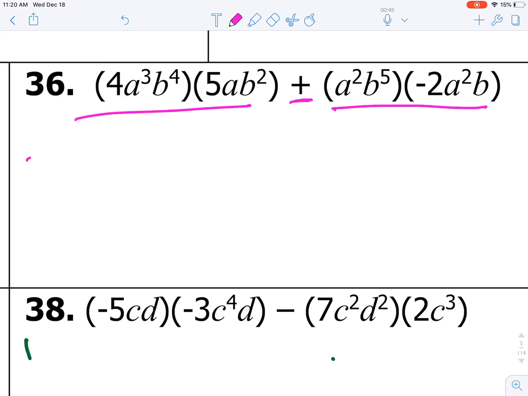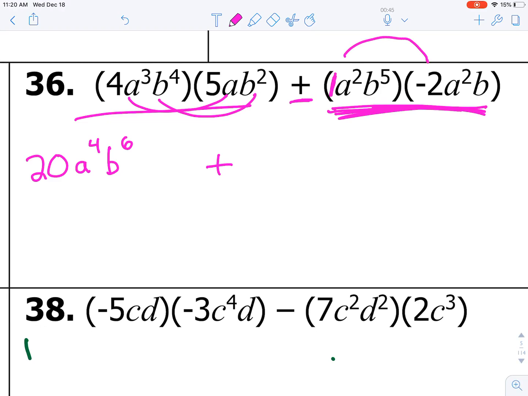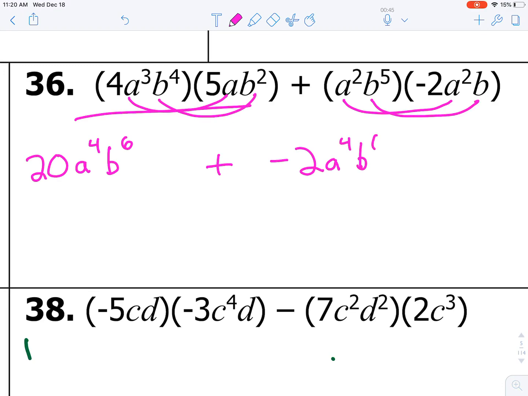So the one on the left is 4 times 5. And then I got a3 times a gives me a4. b4 times b2 gives me b6. And then I need to add everything over here. So there's really like a 1 here, right? So this is like 1 times negative 2. a squared times a squared. b5 times b1 is b6.